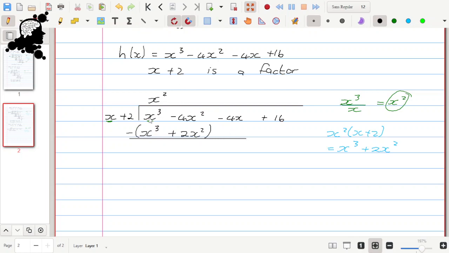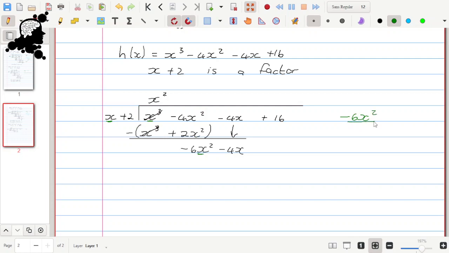So when we look at this, x cubed minus x cubed is 0. Minus 4x squared minus 2x squared, that's going to be minus 6x squared. We bring down the minus 4x. Right. We begin the process all over again, but this time around we are using the negative 6x squared. So we say negative 6x squared divided by x. So negative 6x squared divided by x, this is just going to give us negative 6x.